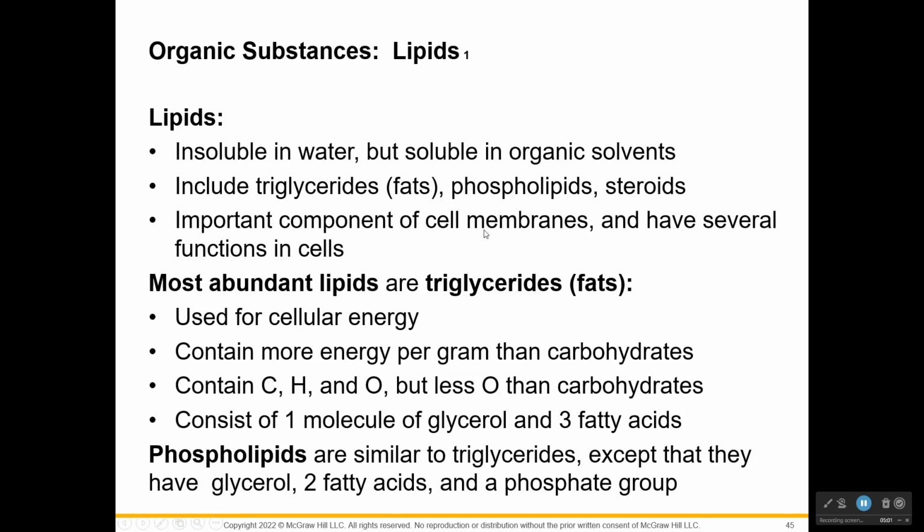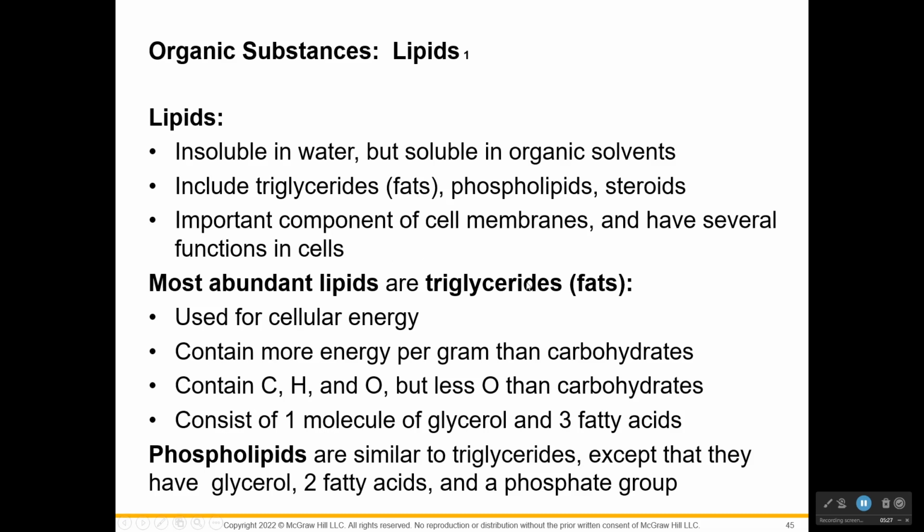Why are lipids so important? Well, phospholipids make up the cell membrane. That's huge. And some of our hormones are steroids. We're going to find out that cholesterol helps with cellular function. And then fat has a lot of useful functions like storage of energy, insulation, protection, that kind of stuff.